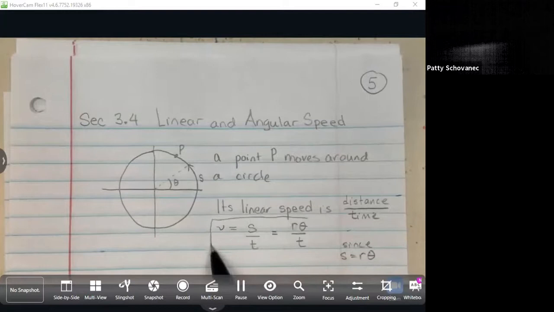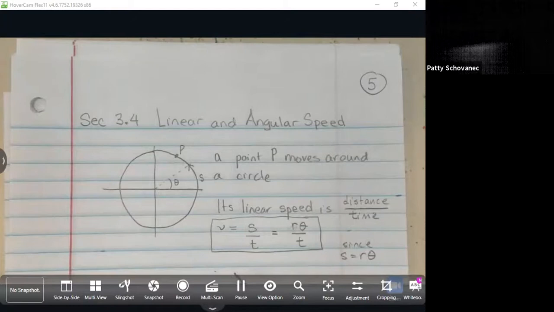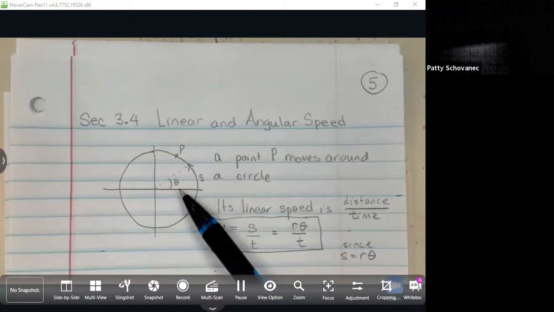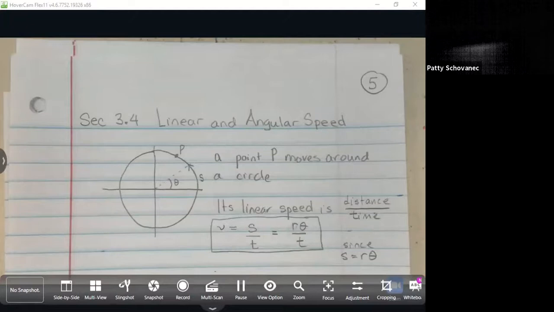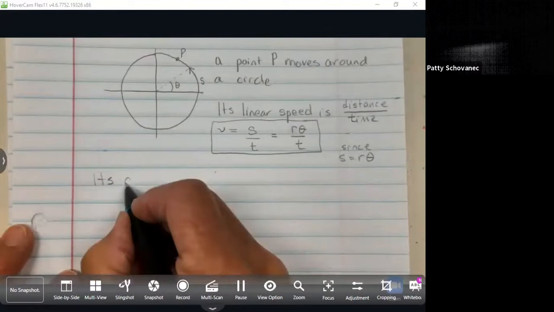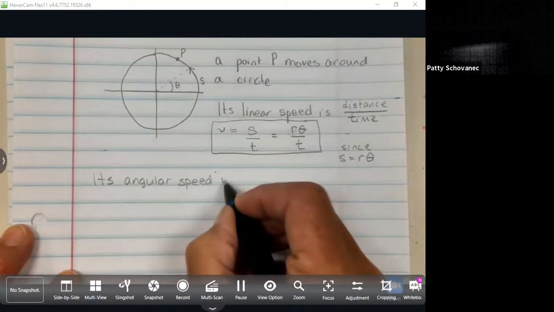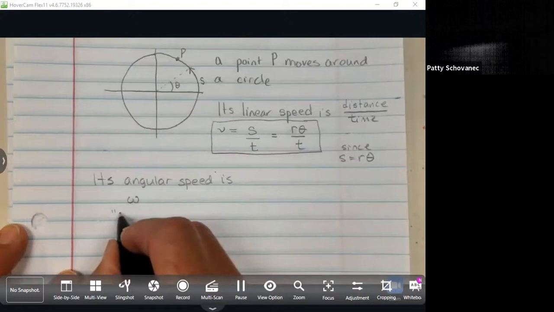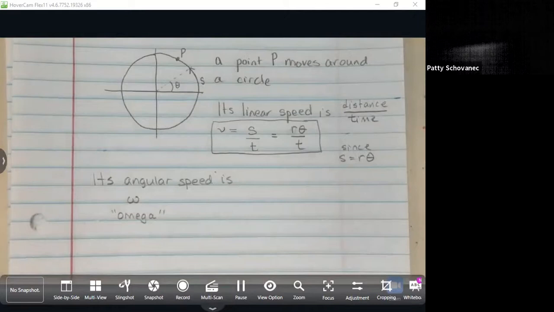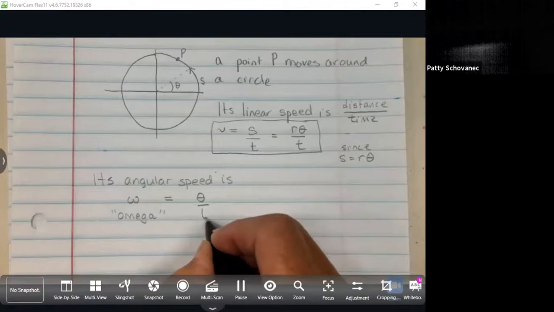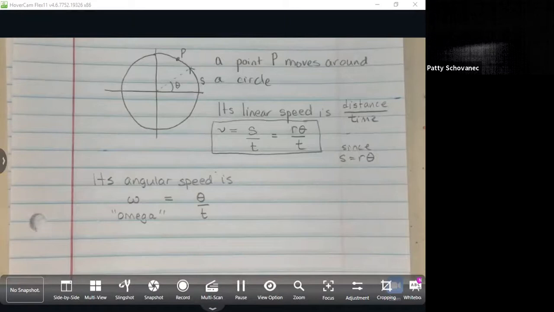So as that point is moving, it has a linear velocity, but also this angle grows or changes size as that point is moving. The change in angle over time is called the angular speed. It's angular speed. Is you use this lowercase Greek letter, that's a lowercase omega. It's the 24th letter of the Greek alphabet. And that's a lowercase omega. And it's the change in radians over time. So let me emphasize that when I'm using theta and s are measured in radians.